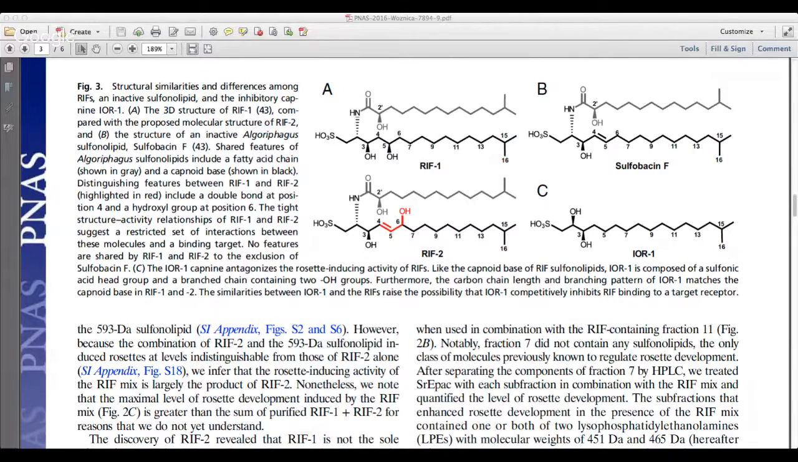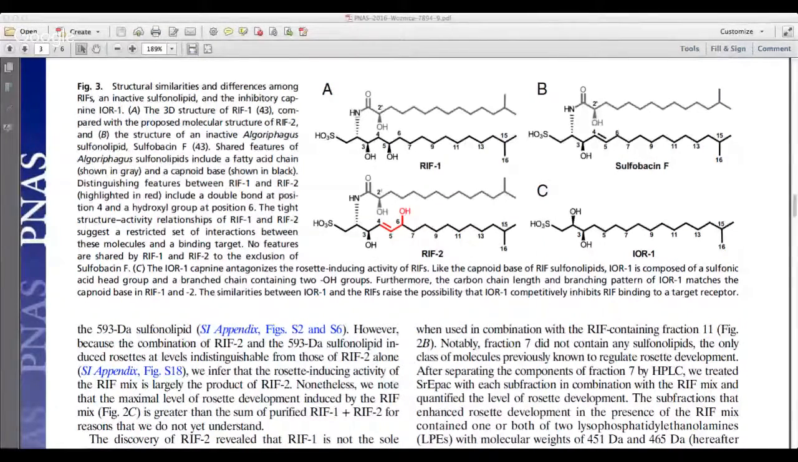Okay, got it. So it shares that, what did they call it? The capnoid base. So it shares that capnoid base structure, but it's missing that fatty acid chain. Mm-hmm. Got it. And so then I think the thinking is that that's the reason why IOR1 is an inhibitor. Is that correct? Because it shares enough structural similarity that it's going to be able to bind to some mystery receptor that they don't know about yet.